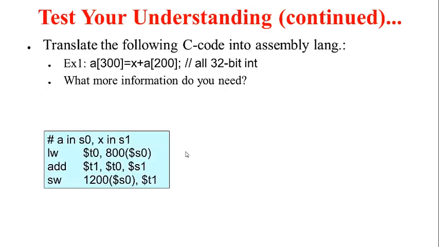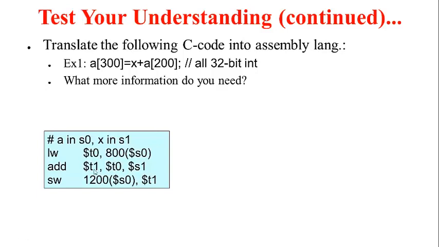So here is the answer. You first have to load A of 200 onto a register. Here I have used another register called $T0. One subtlety here is that the offset which you add with the base address of the array, which is A, which is essentially $S0, the base address you have to add 800. This is because this is an array of 32-bit integers. That means that the address is 800 bytes. The address of A200 is 800 bytes away from the address of A.